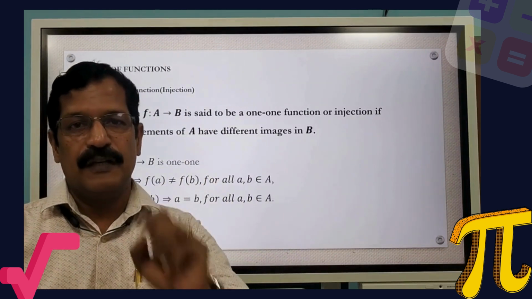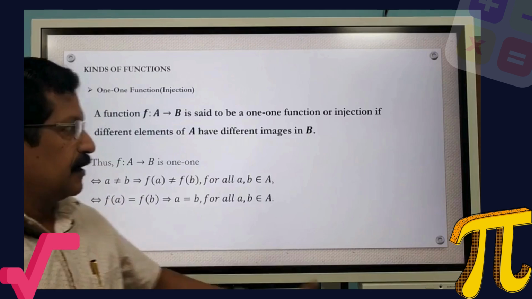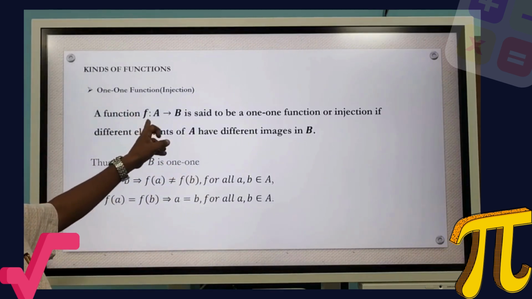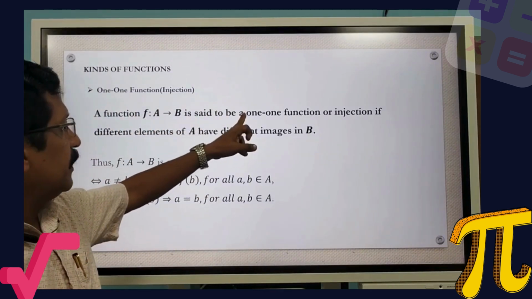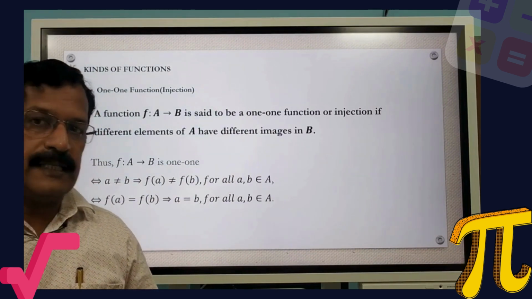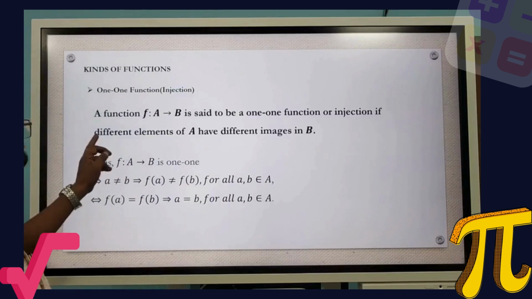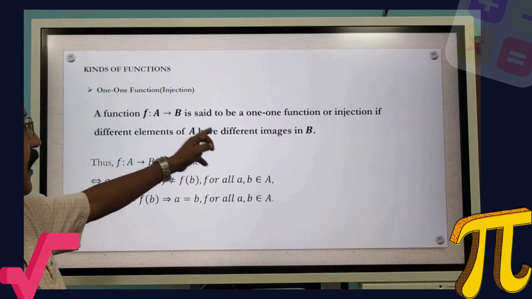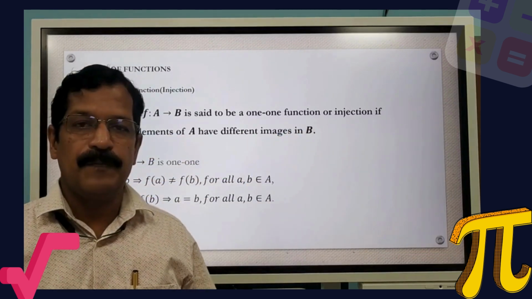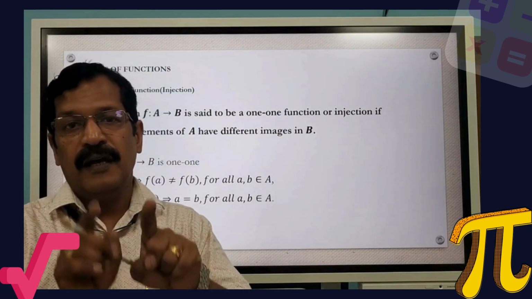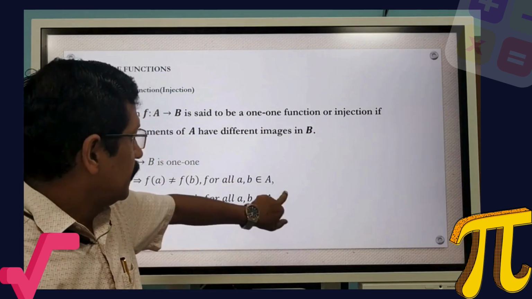Another name is injection. A function f from A to B is said to be a one-one function or injection if different elements of A have different images in B. Different elements of A have different images in B.